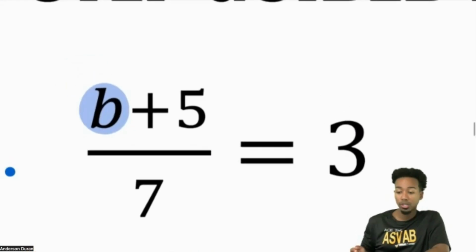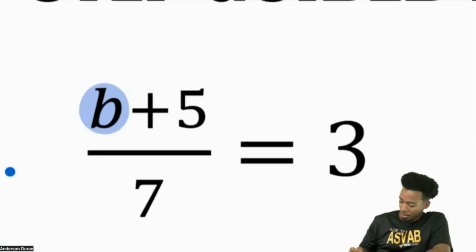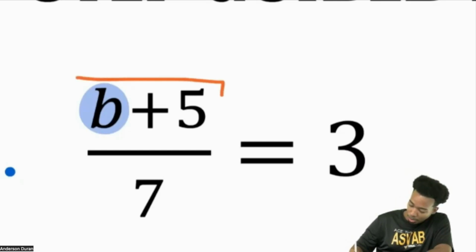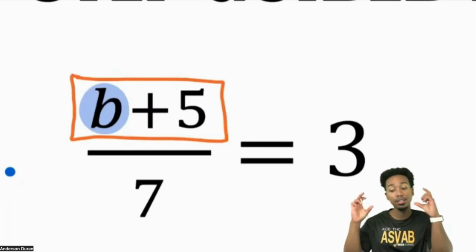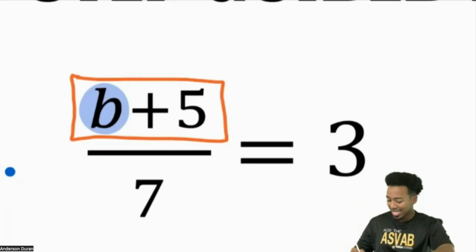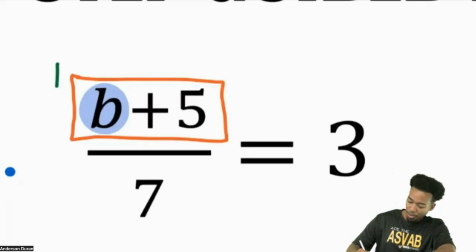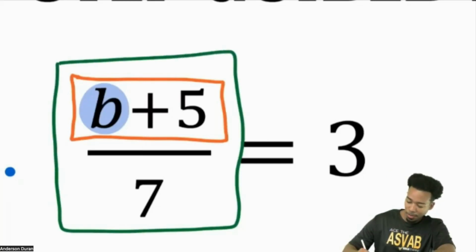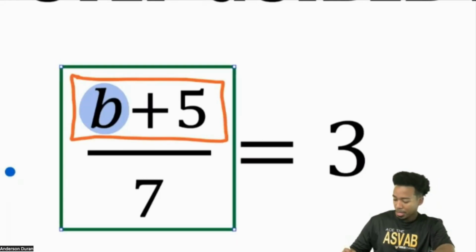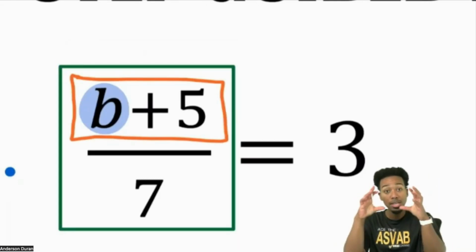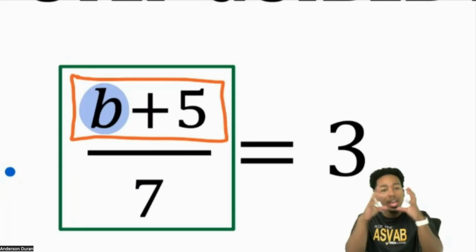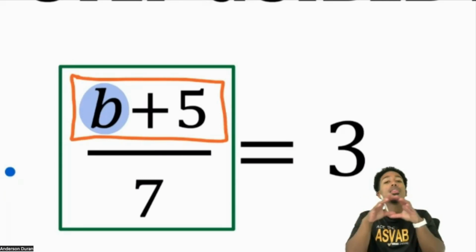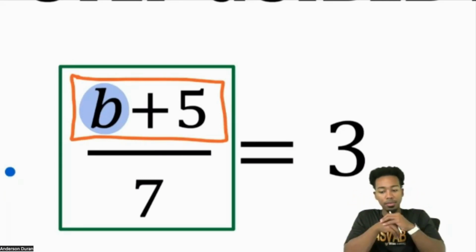If you have a fraction, the first thing you need to do is, well, it's b plus the 5, and then it's the entire b plus 5, the entire thing, all of that being divided by 7. That's all I'm trying to say here. It's the entire numerator, the b and the 5. Then once you know what b plus 5 is, you divide by the whole 7.